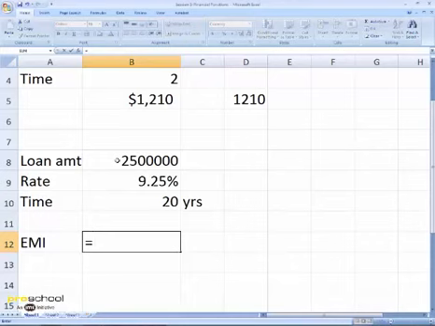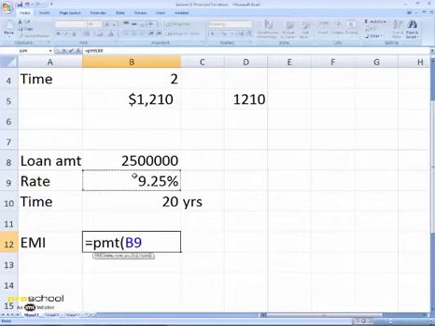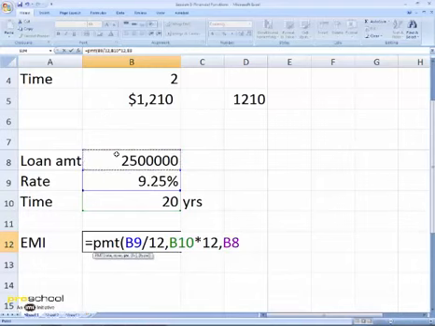So I say equal to PMT, bracket, it says rate. This is an annual rate, so I divide it by 12 to convert that to a monthly basis, comma, number of periods, the time period, so 20 into 12, comma, the present value, the current value of the loan, which is 25 lakhs, and I can ignore the next two values, FV and type.